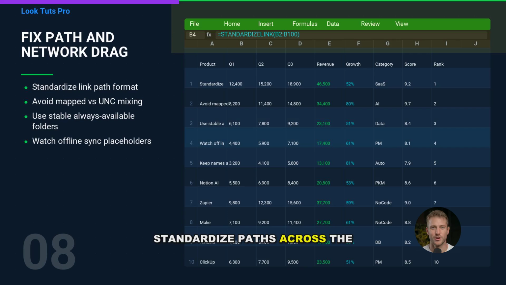Standardize paths across the model, so the same source is referenced the same way everywhere. Avoid mixing mapped drives and UNC paths for the same file. Also avoid long, deeply nested folders when possible, because path resolution can be slower and more error-prone. If you work in an environment with offline sync tools, be careful with cloud placeholder files that aren't fully available locally. Excel can stall while the file downloads.